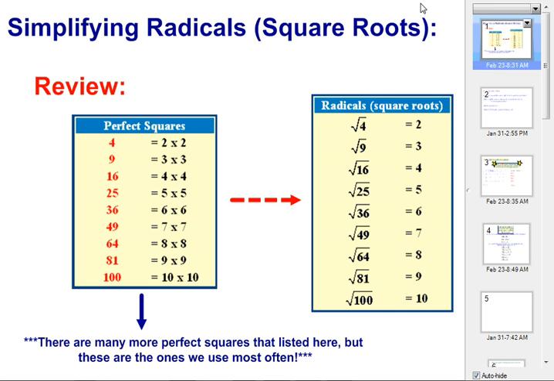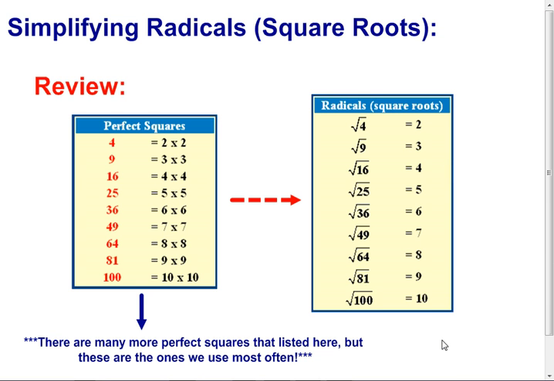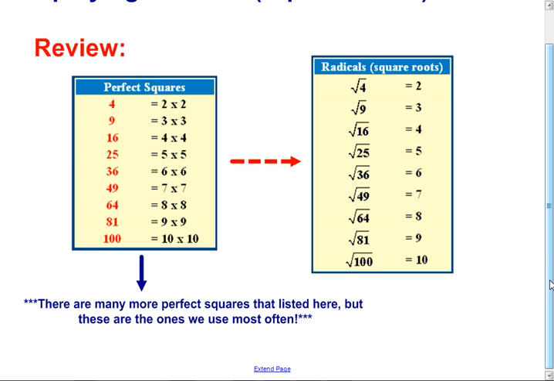All we're going to do today is simplify radicals, square roots. Now, what I like about math is it tells you what to do. Okay, Zach, these are perfect squares through 100. You may need to know more than that. And why are they called perfect squares?